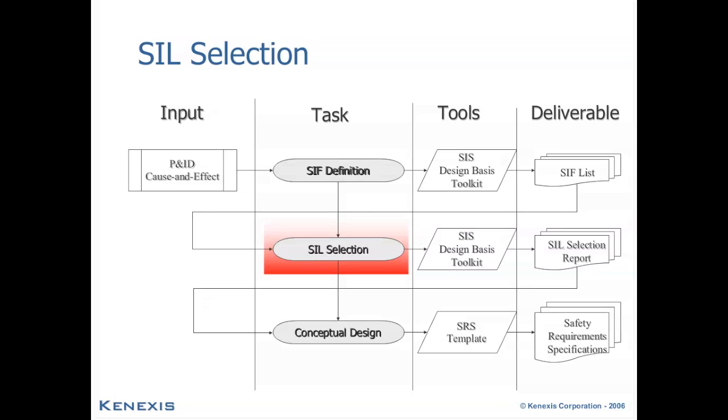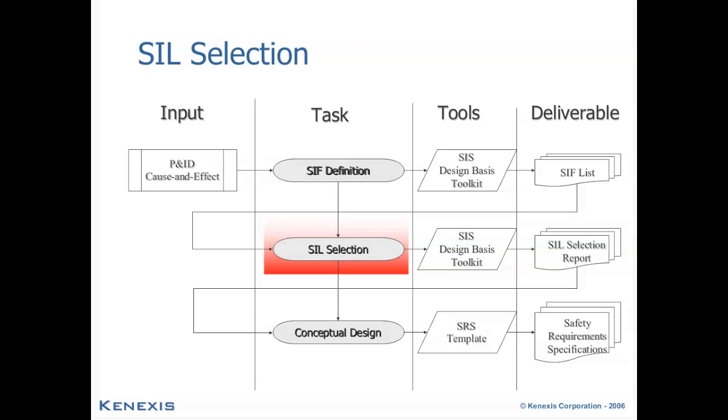Once we have a list of safety instrumented functions to evaluate, then it's important to move to the next step, where we are selecting the appropriate safety integrity level targets for those safety functions. The standard really doesn't say how to go about doing this. It offers a few suggestions of different methods that can be used, and commonly in industry now, most companies are using a method called Layer of Protection Analysis, or LOPA, as the means to accomplish SIL selection. But it's important to understand that the goal is to select the SIL rather than to conduct a LOPA.